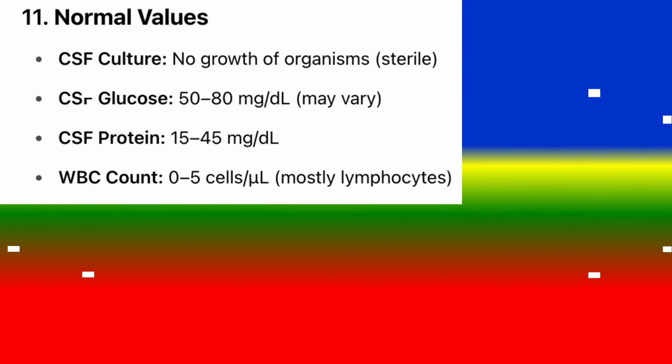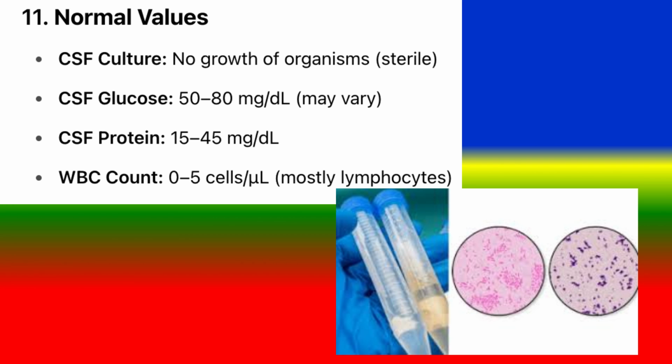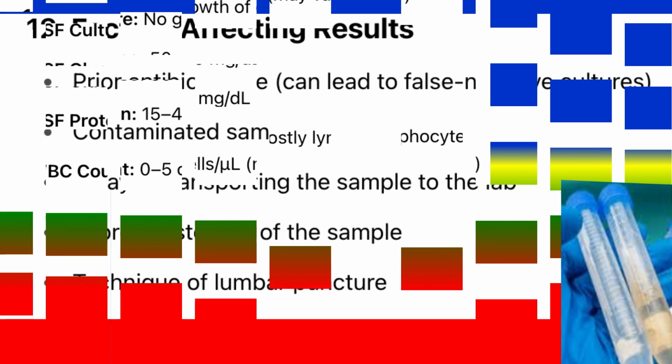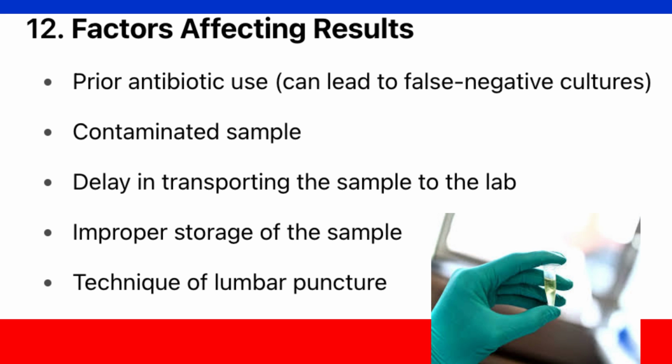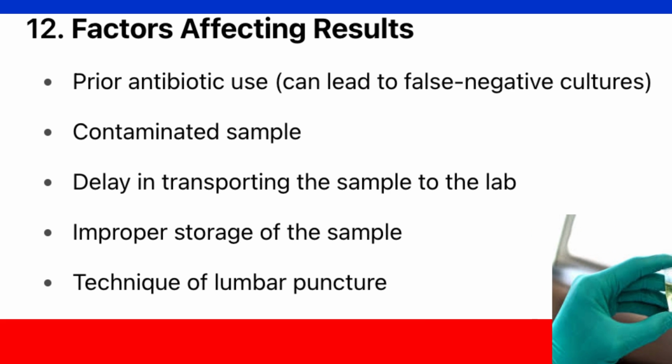11. Normal values. CSF culture: no growth of organism, sterile. CSF glucose, 50 to 80 milligrams, may vary. CSF protein, 15 to 45 milligrams. WBC count, 0 to 5 cells per microliter, mostly lymphocytes. 12. Factors affecting results. Prior antibiotic use can lead to false negative cultures. Other factors include a contaminated sample, delay in transporting the sample to the lab, improper storage of the sample, and technique of lumbar puncture.